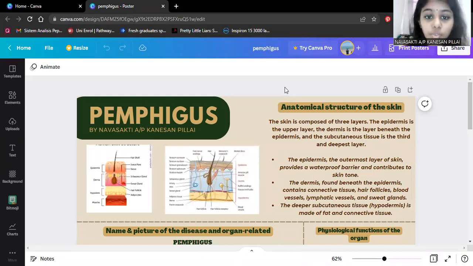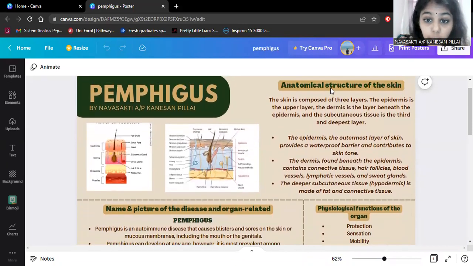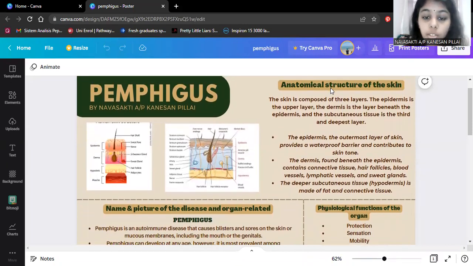The disease I chose for the assignment given is Pemphigus. It is a disease that affects the skin. First of all, I would like to explain the anatomical structure of the skin, which is normal skin.